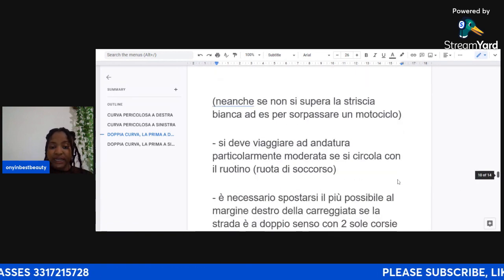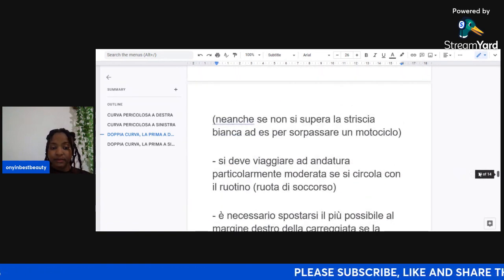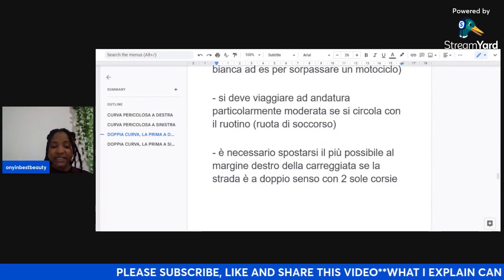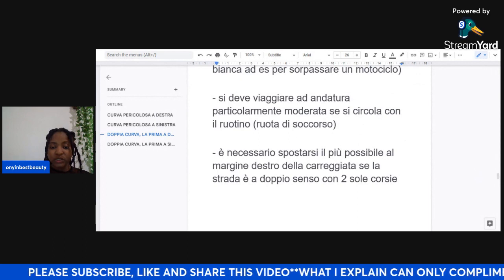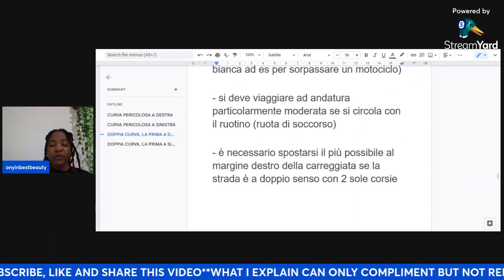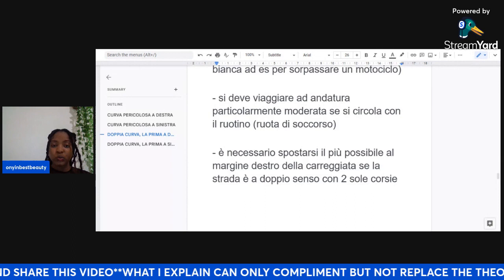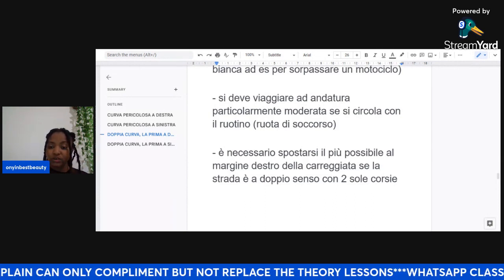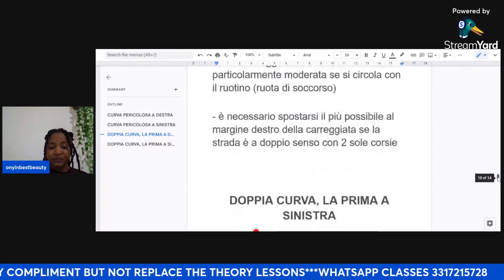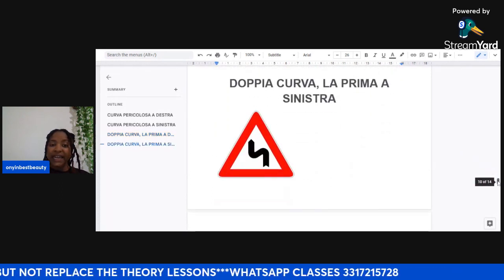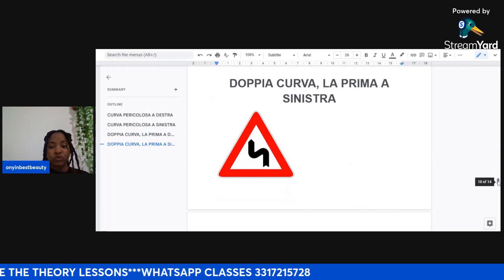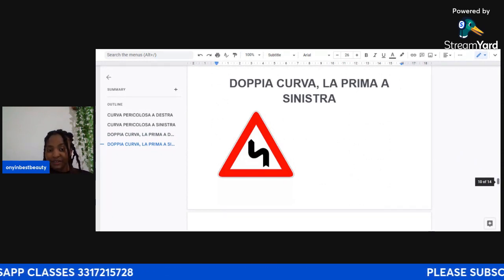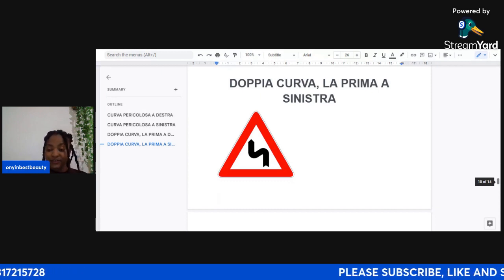È necessario spostarsi il più possibile al margine destro della carreggiata se la strada è a doppio senso con due sole corsie. Now, when the carriageway is two-way with only two lanes, you still need to move as far as possible to your right margin of the road, okay? Then the last but not the least, we have doppia curva, la prima a sinistra. We've done the one la prima a destra. Now this one, la prima a sinistra.